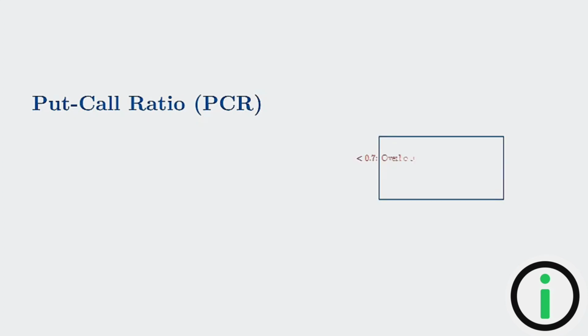The put-call ratio, or PCR, tells us the mood of the options market. A very high PCR often indicates the market is oversold and due for a bounce, while a very low PCR suggests extreme optimism and a potential top. Here is the PCR scale. Less than 0.7 suggests an overbought market with bearish reversal potential. Greater than 1.4 indicates an oversold market with bullish reversal potential.